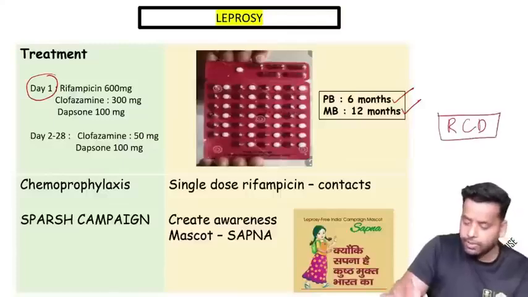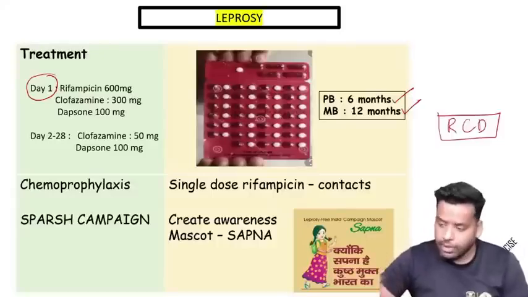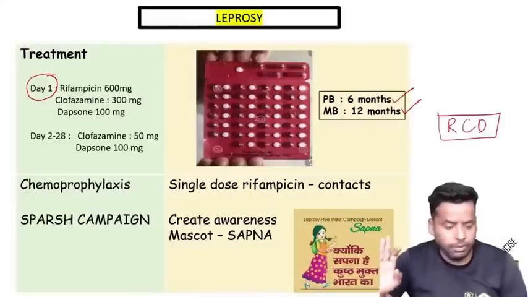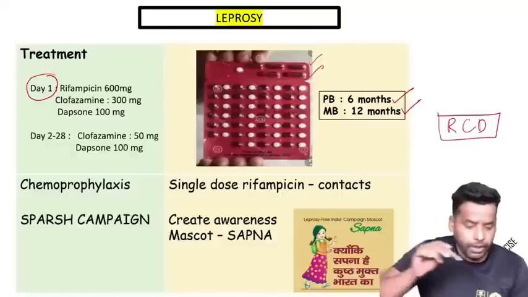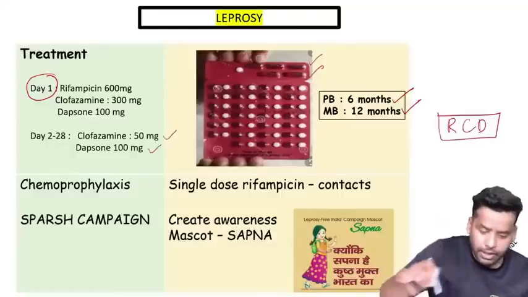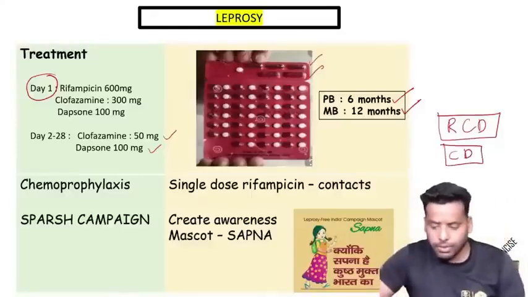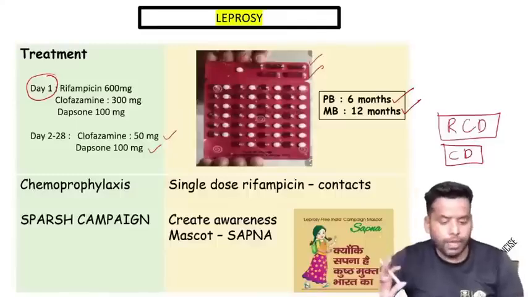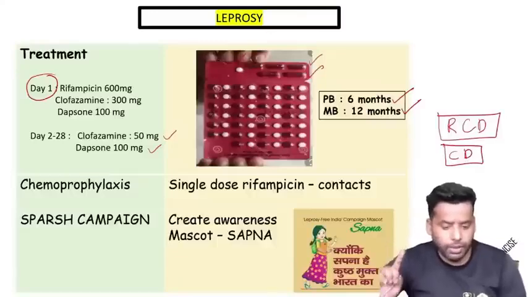Type it in the chat box. Patient on day 1 will get what drugs? R, C, D: rifampicin, clofazimine and dapsone. Dose will be asked. For the remaining days, the patient will get C and D. Clofazimine dose is less, 50 mg, and a dapsone tablet. Like this, 1 pack is sufficient for 1 month.